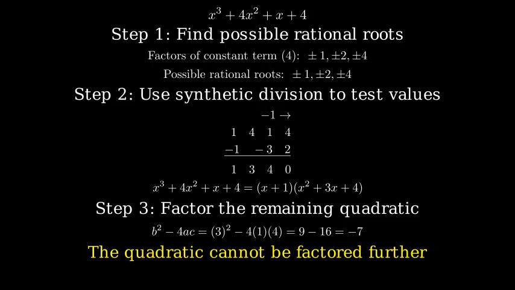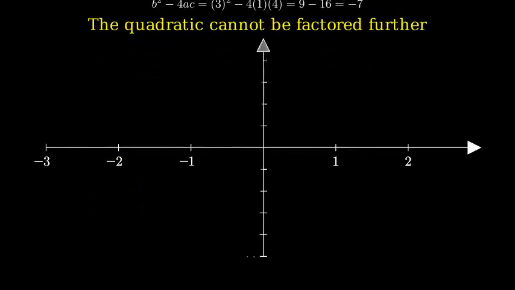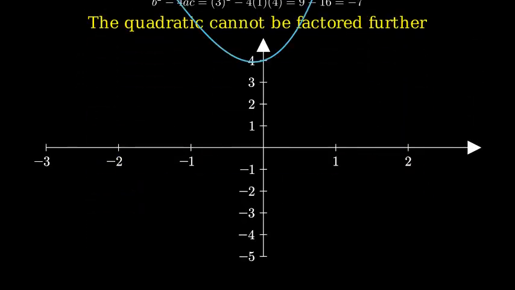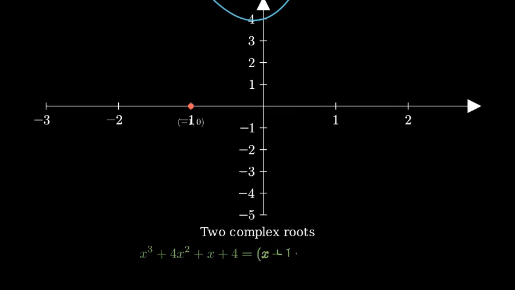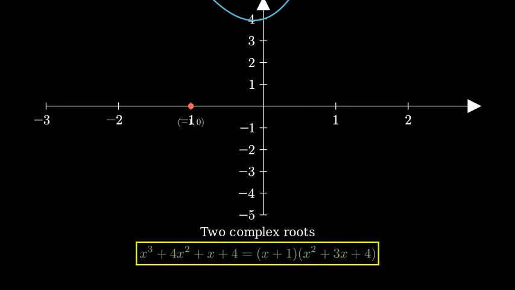Let's visualize what this means on a graph. The cubic polynomial has one real root at x equals -1 and two complex roots from the quadratic factor. Therefore, our final factored form is x plus 1 times quantity x squared plus 3x plus 4. This is the complete factorization of our original polynomial.